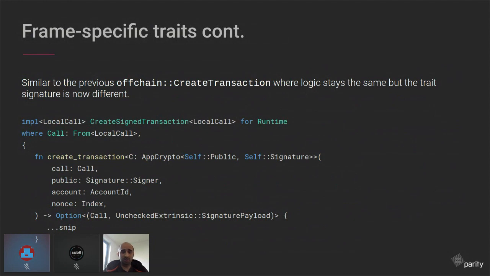In this case, we're showing create signed transaction, and this trait basically existed before as create transaction, but it has been renamed to create signed transaction. The logic inside the create transaction method is exactly the same as you had before, if you already had it in your palette. However, we wanted to shed light here on the fact that the trait definition and the create transaction method signature are now different.